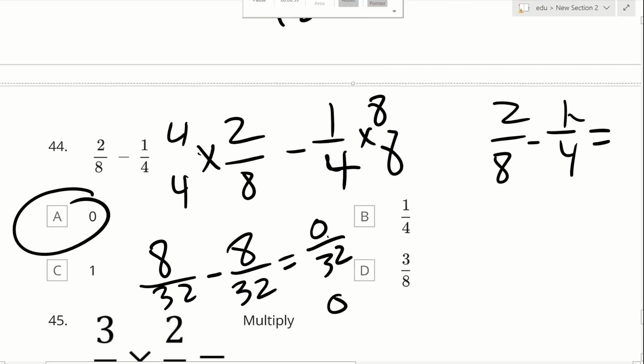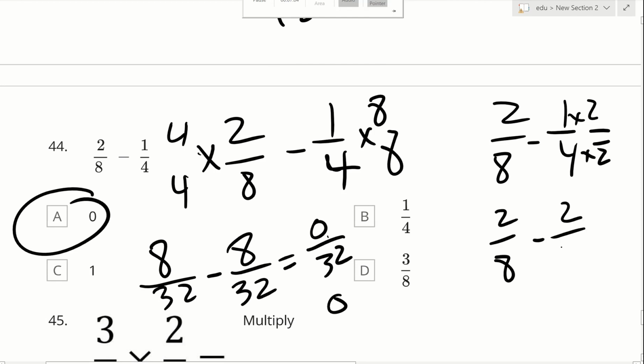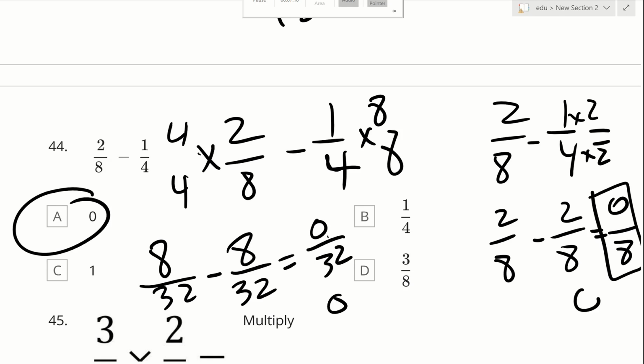For this one, I could just multiply this by 2, this by 2. It's going to be 2 over 8 minus 2 over 8. 2 minus 2 is 0. The denominator stays the same. 0 over 8 is just 0.